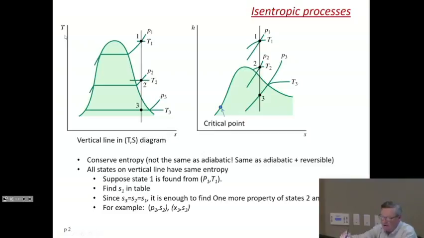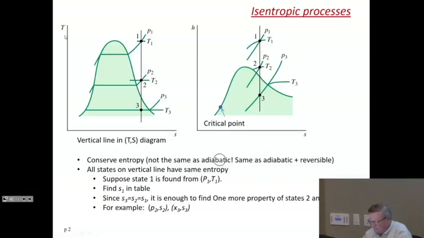So we work now in a TS diagram or in an HS diagram. So in a TS diagram, like we saw before, we had the vapor dome, the critical point here, saturated liquid, saturated vapor. And let's assume that you start an isentropic process, which means this is a vertical line in this diagram. Start at point 1, which is at the temperature T1, get to point 2 at a temperature T2, eventually to point 3 at the temperature T3. You conserve the entropy throughout that transformation 1 to 2 to 3.